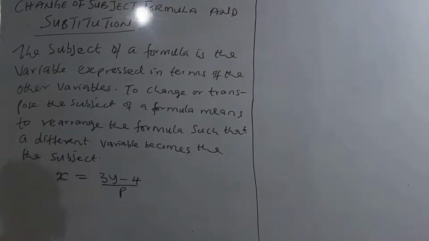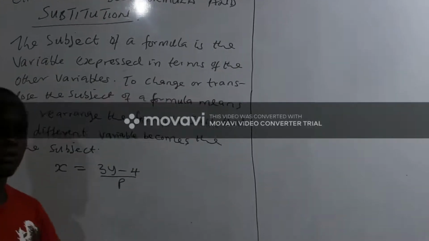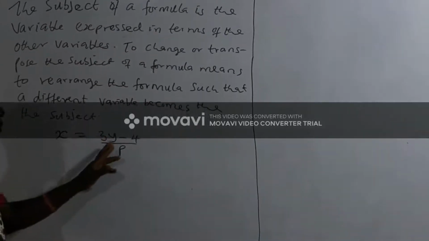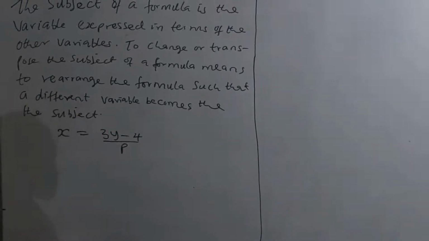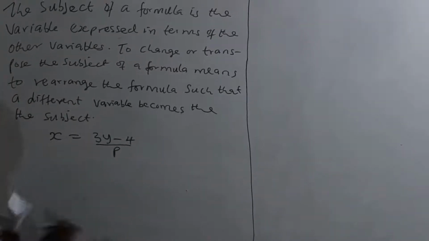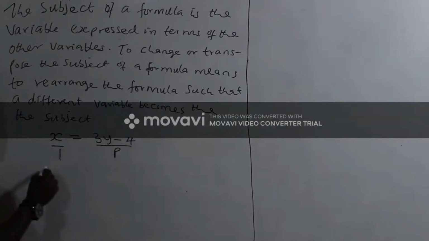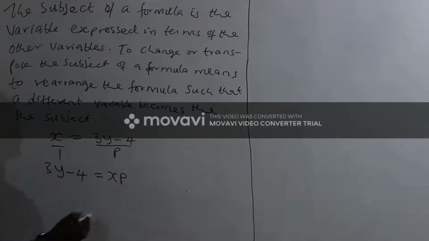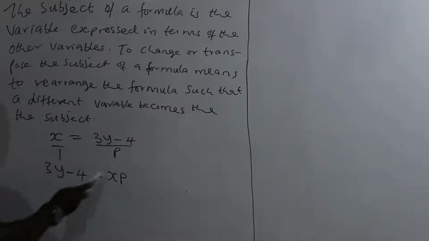Are we together? Now, in doing so, what you just need to remember is how do I solve an equation? Because all the procedures to be followed are just like we are solving for y in terms of the other variables. So let's proceed with this. If you want to now make y the subject here, we are going to cross multiply this very equation. And when we cross multiply, it's going to give us 3y minus 4 is equal to xp. Because 3y minus 4 will multiply this, and then x will also multiply this to give us this.